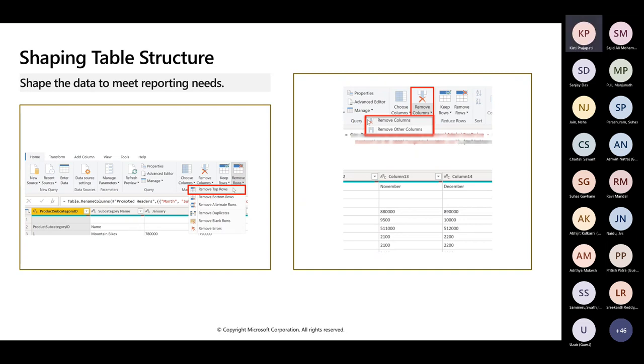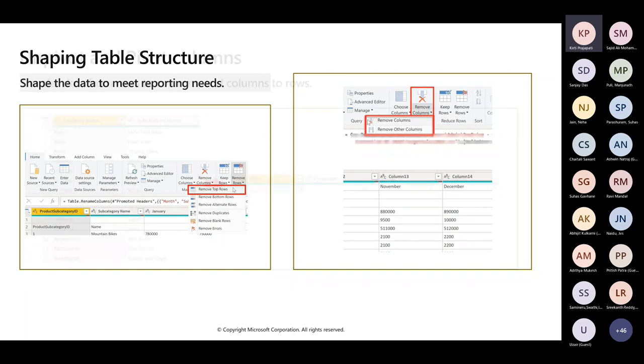And then you can also remove rows as well as columns. You can see here I have opened that menu: remove top rows, remove bottom rows, remove alternate rows. This way you can structure your data and get all the information which is required to generate that report only. It is not necessary to have all these tables or columns available in your reports, as they are not needed for all users to access.